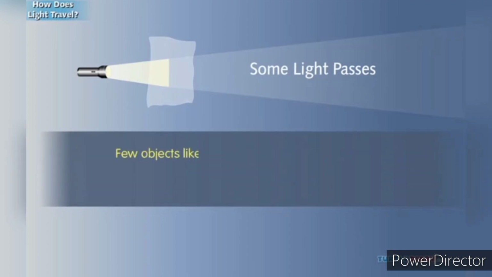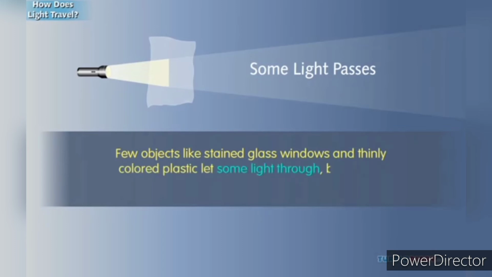The light would somewhat shine through the wax paper, but not completely. Few objects like stained glass windows and thinly colored plastic let some light through, but not all. They are translucent.